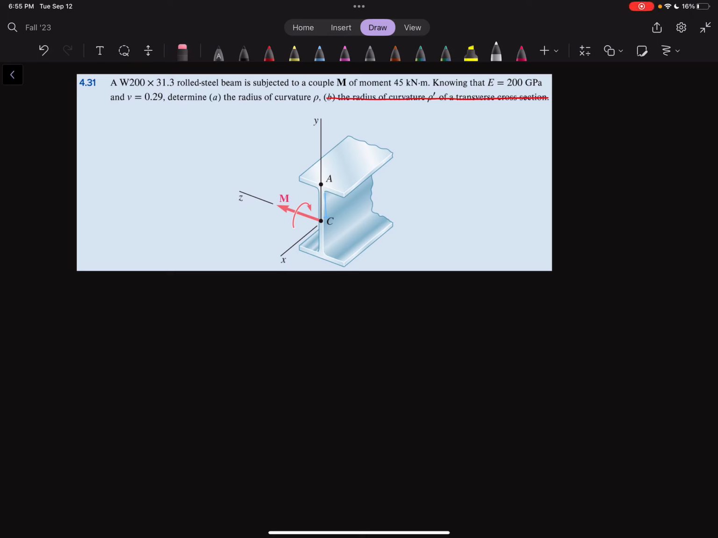All right, a W200 times 31.3 rolled steel beam is subjected to a couple M of moment, 45 kilonewton meters. Knowing that E is equal to 200 gigapascals and the Poisson's ratio is 0.29, determine A, the radius of curvature.